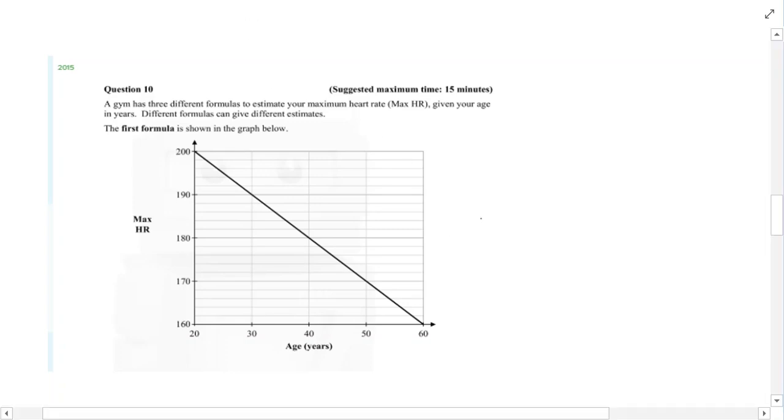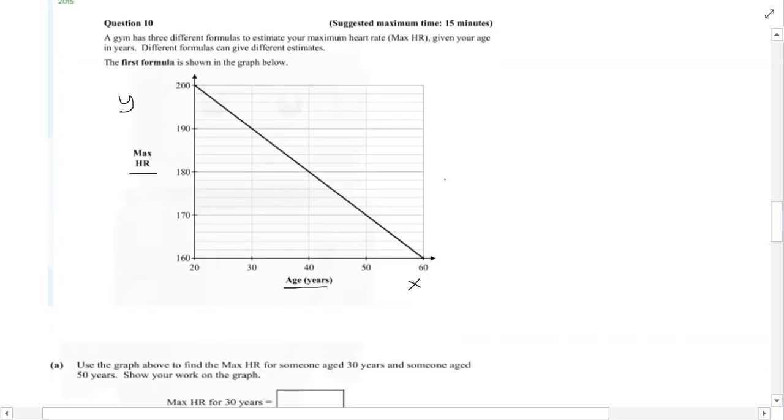So what they mean is that you have a graph here, okay? So along the x-axis, it's the variable of age, okay? And along the y-axis, you have the variable of maximum heart rate. And you can see here that we have a straight line that shows that there's a relationship between, for example, age and maximum heart rate.